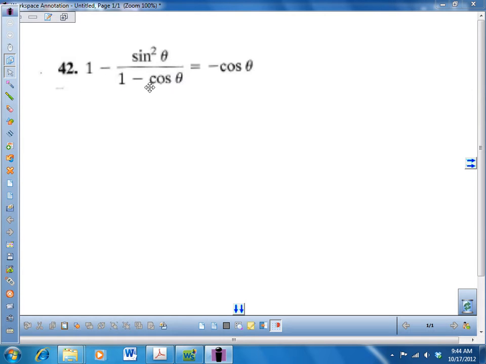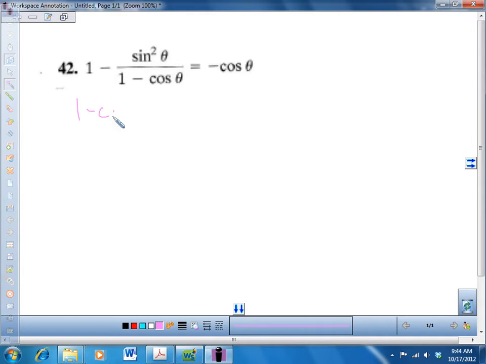So anyway, the way you deal with this problem, the first thing you want to do is find a common denominator. I'm going over number 42, and this is something that we haven't seen before, and this one's a little bit different. So what you want to do is multiply this 1 by (1 minus cosine)/(1 minus cosine). If I do that, I get 1 minus cosine theta minus sine squared theta, the whole thing over 1 minus cosine theta.